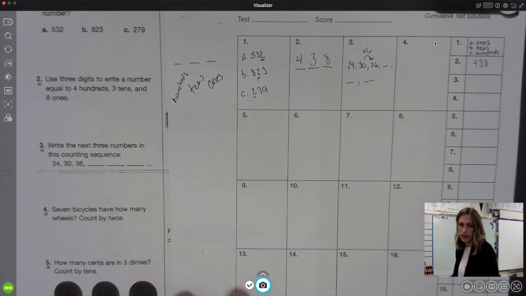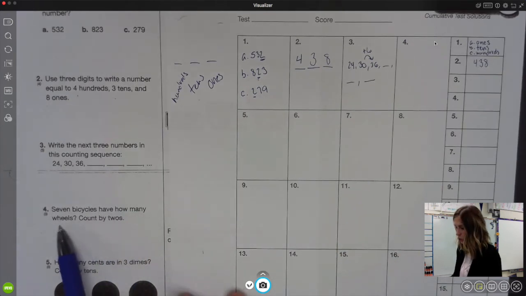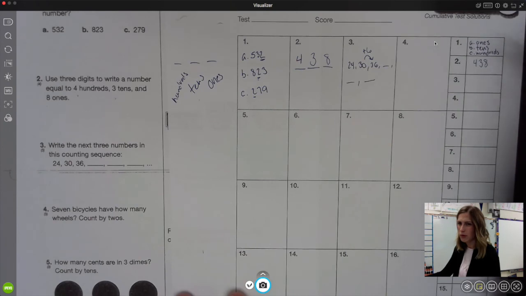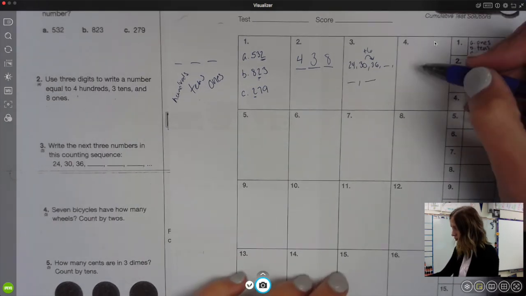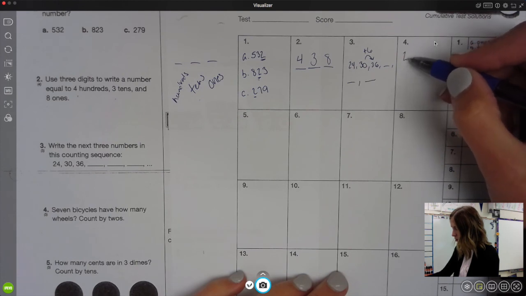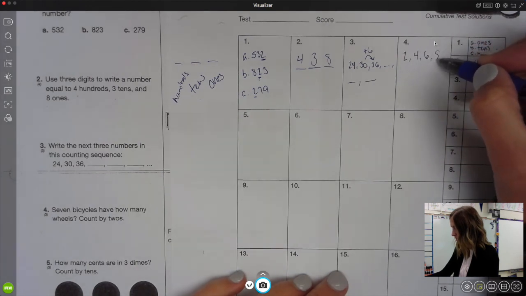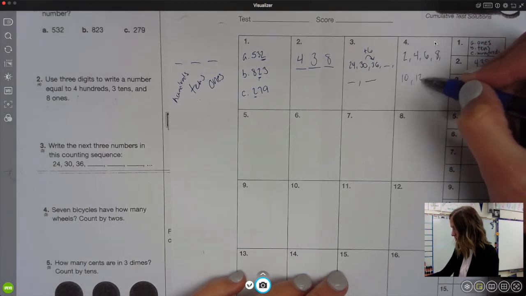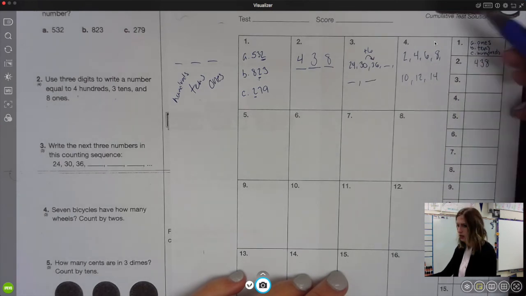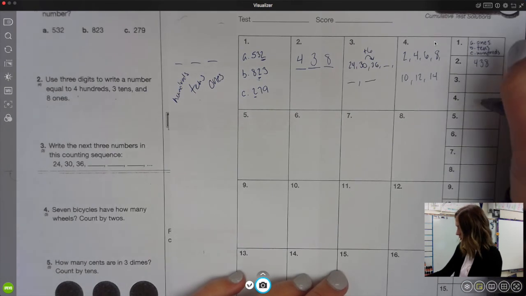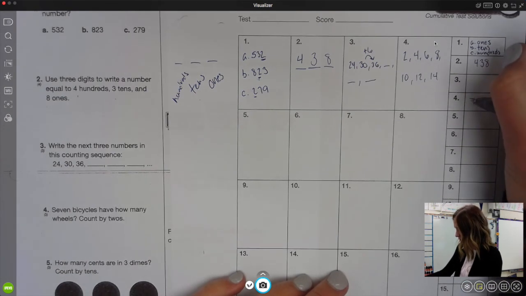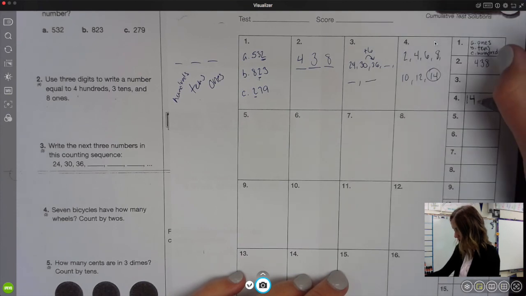Number 4, 7 bicycles have how many wheels? So how many wheels are on a bike? 2. So I need to count by 2 7 times. 2, 4, 6, 8, 10, 12, 14. Double check that was 7 times. 1, 2, 3, 4, 5, 6, 7. So I get 14 wheels.